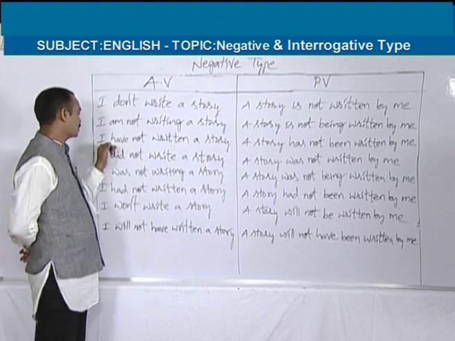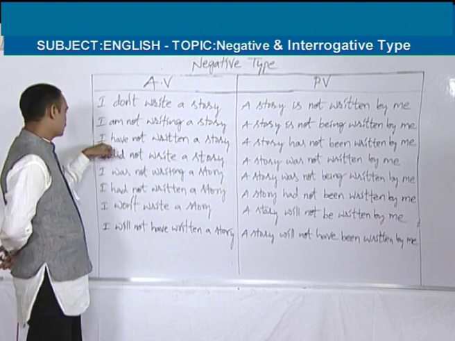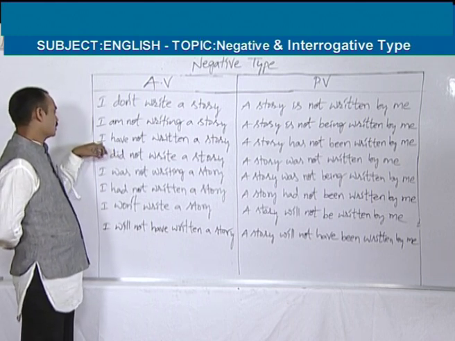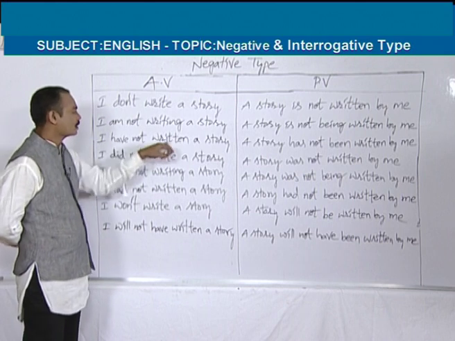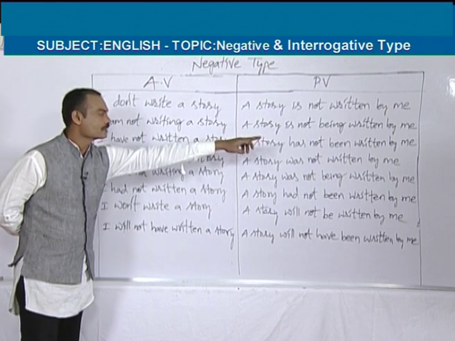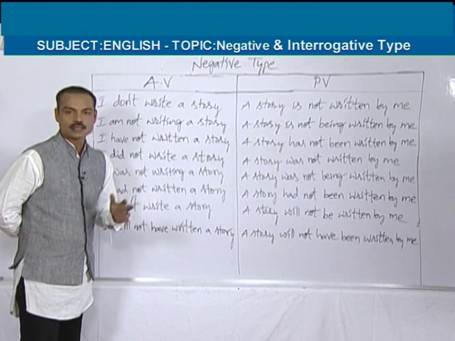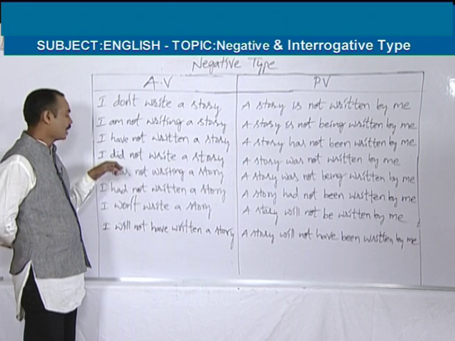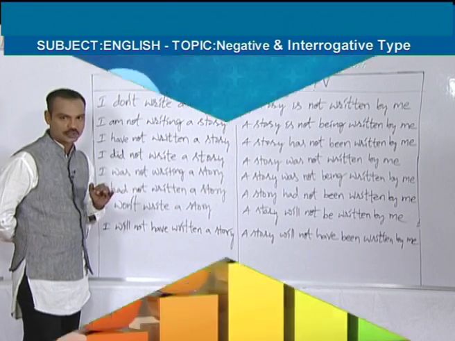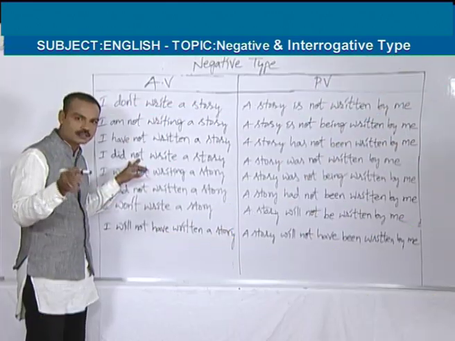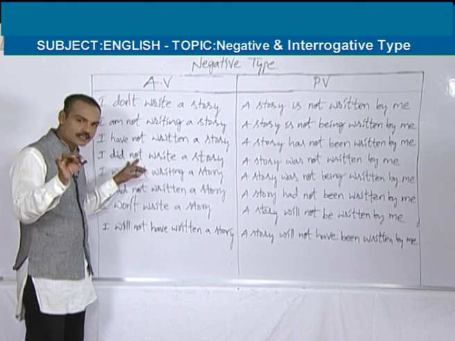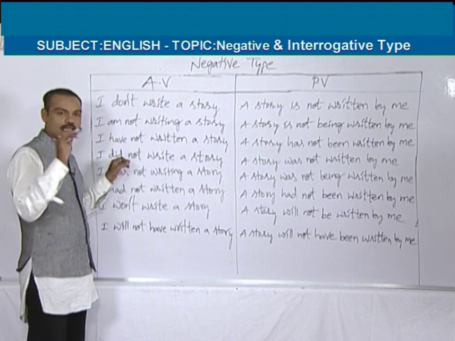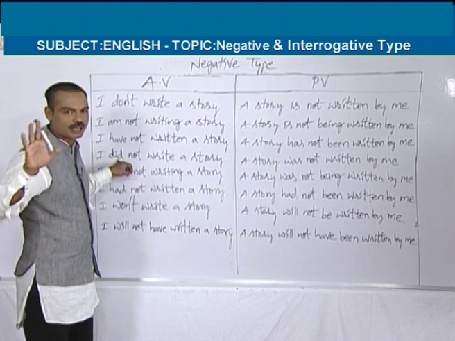You can change the subject. For example, here the subject is Kalyan. Kalyan has not written a story. A story has not been written by Kalyan. So like that. Next, simple past tense. I did not write a story. Which tense is it? Is it simple present tense or simple past? Simple past. See, whenever you find did, it is the helping verb which is used only in simple past tense.